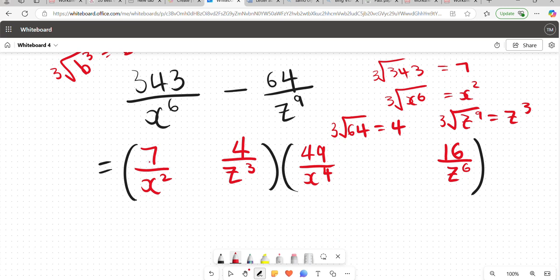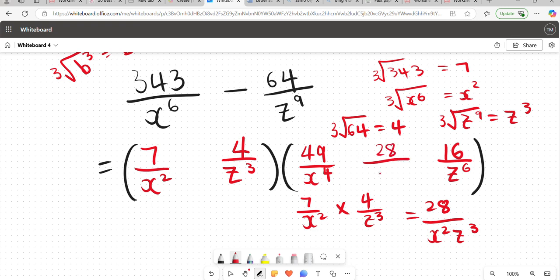Then this middle guy is the 7x squared that is multiplying the 4z to the 3. The 4 and the 7 gives me a 28 as the numerator. And then the variables just stay in the denominator. So this is 28 over x squared z to the 3. And then lastly, this is minus, this is positive, and this is positive. And on that note, that's it from my side.